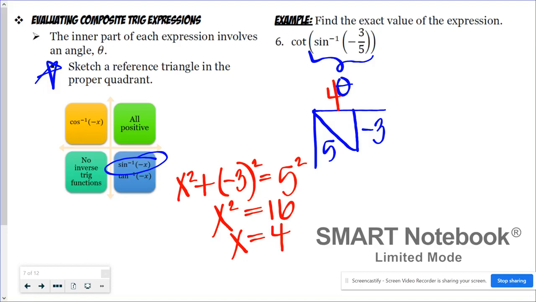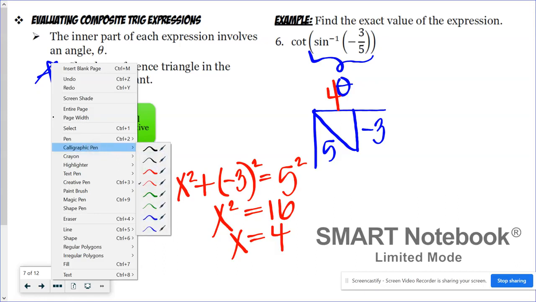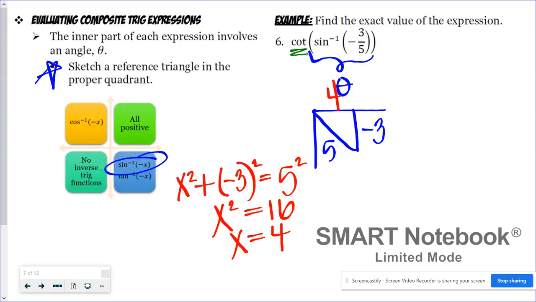Check your signs, right? That's a good time to do it. And then the only thing left for us to do is to evaluate cotangent of that angle. Cotangent would be the adjacent over the opposite. So -4/3, and that's your answer.